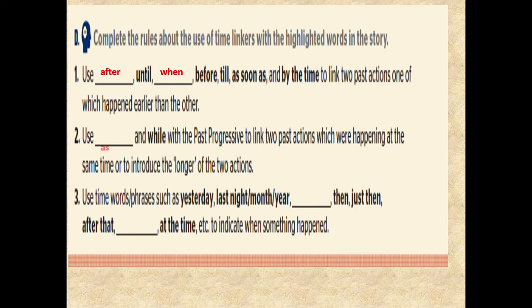2. Use as and while with the past progressive to link two past actions which were happening at the same time, or to introduce the longer of the two actions. 3. Use time words or phrases such as yesterday, last night, last month, last year, 2 years ago, then, just then, after that, the day before, the day after, at the time, etc., to indicate when something happened.